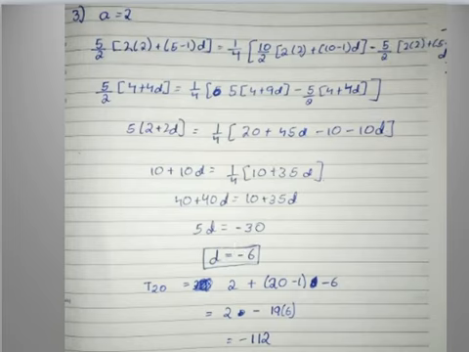Now we just have to find the 20th term. Now the 20th term is a plus n minus 1 into d, and the value of a is 2, n is 20, and the value of d is minus 6. And if I simplify that, I'm going to get 2 minus 19 times 6, and 19 times 6 is 114. So 2 minus 114 is negative 112. So that's how I did my third question, and let's go to the fourth question.